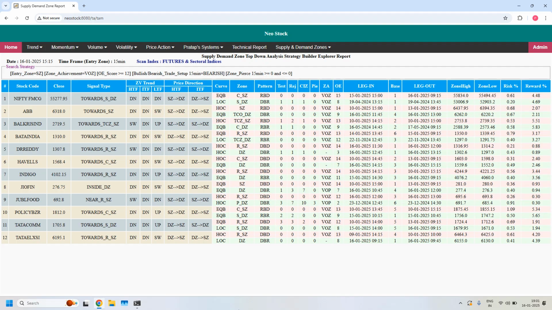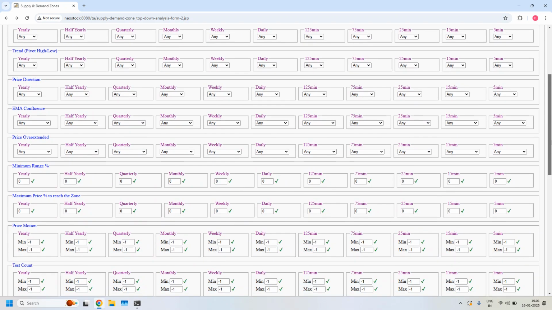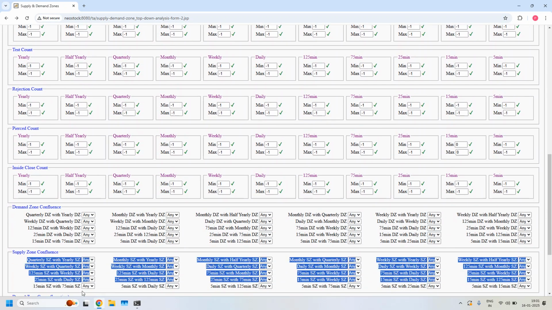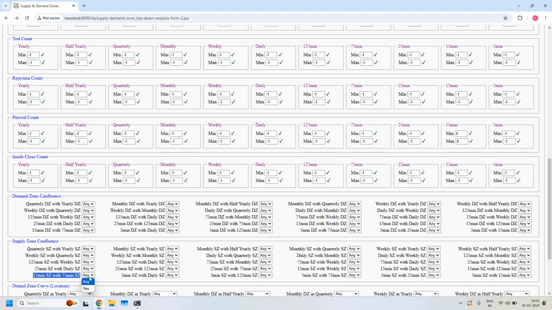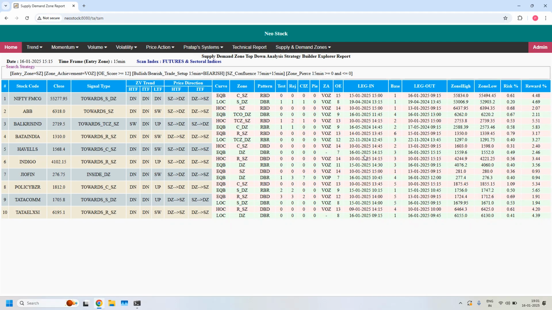Apart from that, we can also add more high probability based on the zone confluence filters. So first filter is LTF and ITF supply zone confluence. Let us filter based on that. That is 15-minute supply zone with 75 minutes supply zone confluence. I enabled the filter. With this filter, the list has come down to 10 stocks.